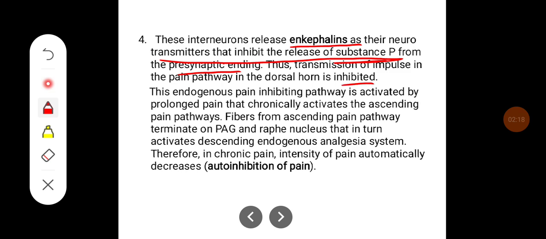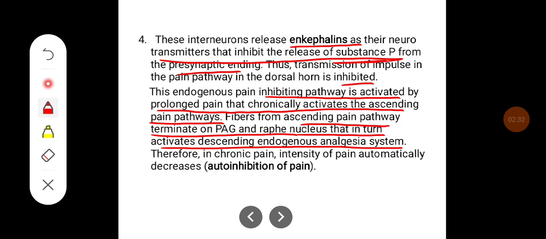This endogenous pain inhibiting pathway is activated by prolonged pain that chronically activates ascending pain pathways. Fibers from the ascending pain pathway terminate on PAG and raphe nucleus that in turn activate the descending endogenous analgesic system. Therefore, in chronic pain, the intensity of pain automatically decreases, which is called autoinhibition of pain.